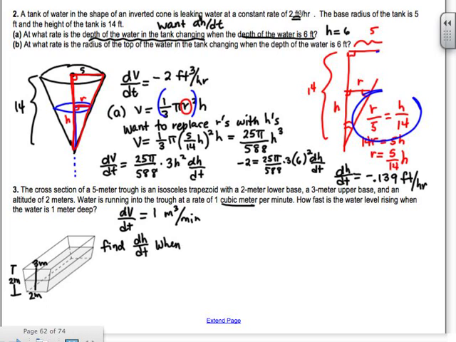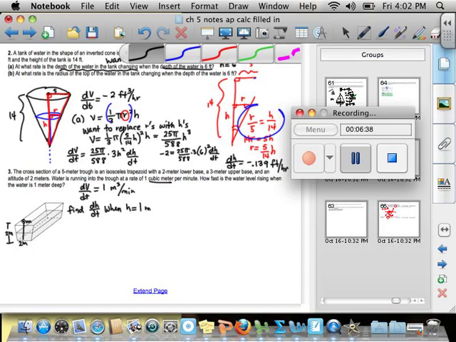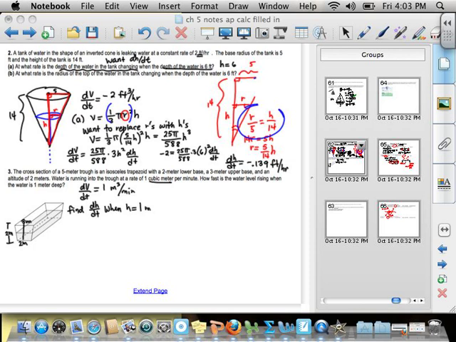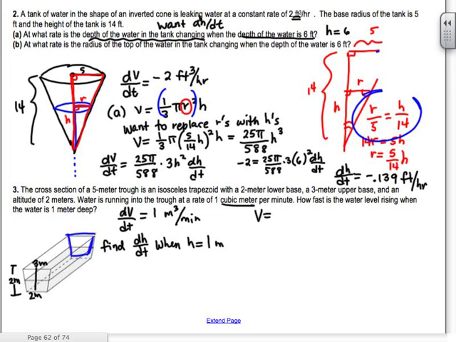Okay, how fast is the water level rising? So we want to find dH over dt when your depth is 1 meter, so when h is 1 meter. All right. So we come up with our volume equation, and our volume equation is the area of the base.